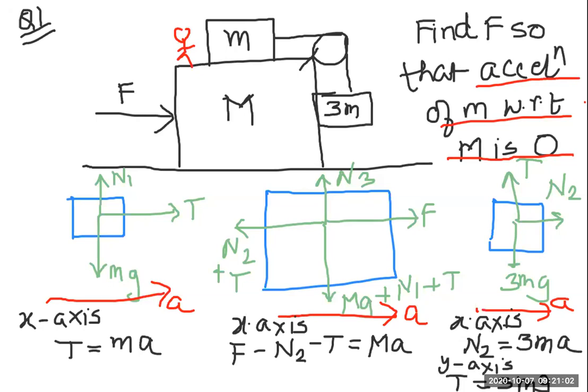Now, all I have to do is to find F. To find F, I must find A. And this is very easy because T is equal to 3mg and T is equal to MA. So this implies that 3mg is equal to MA, which means that A is equal to 3g, right? And we know the value of N2.